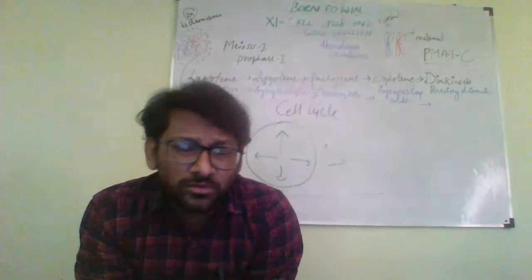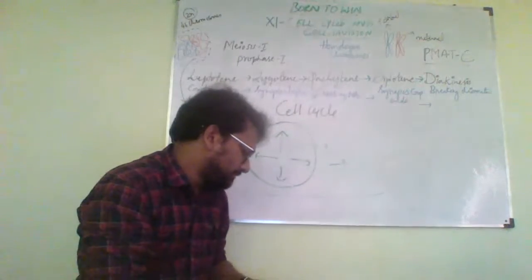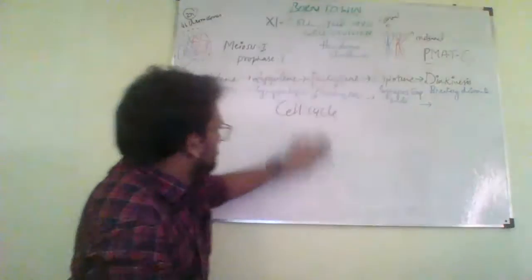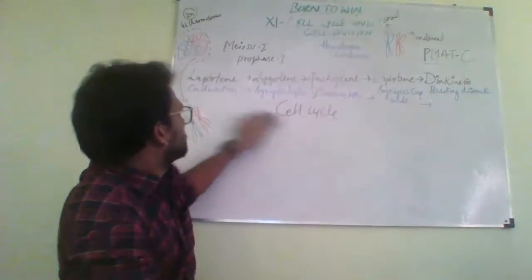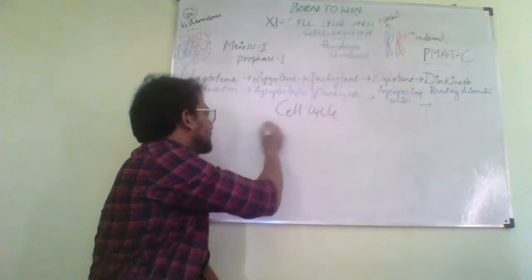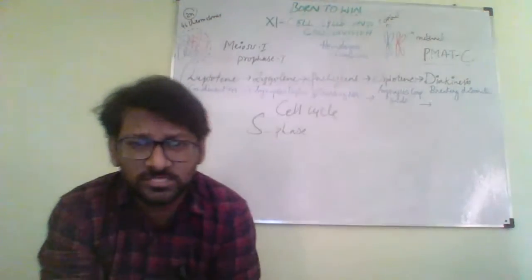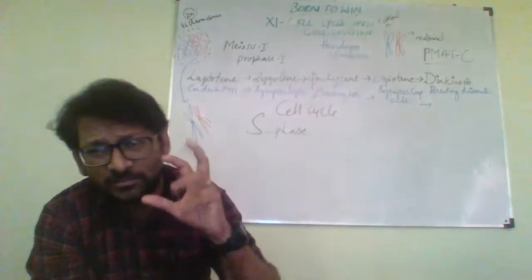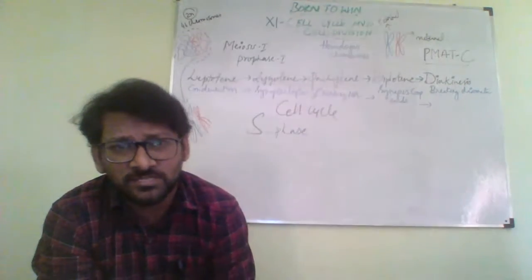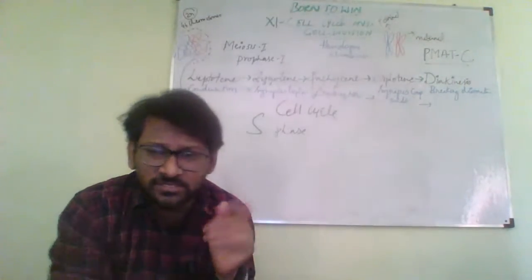Yeah. So what exactly occurs in S phase? What do you mean by S phase? So we are talking now about S phase. S phase or synthesis phase. What exactly happens during a synthesis phase? DNA replication. So here the DNA would be just like a thread-like structure.